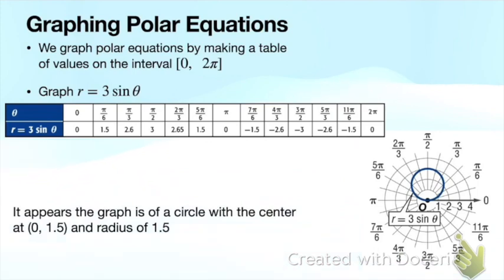Okay, here we have graph r equals 3 sine theta. We're doing the same thing. We make a table, and we see what we get back when we plug our different angle values in. And we get a graph again of radius 1.5. And this time our circle is above the polar axes. Same idea, we get these negative radiuses. That's why we are in the top part of our polar plane.